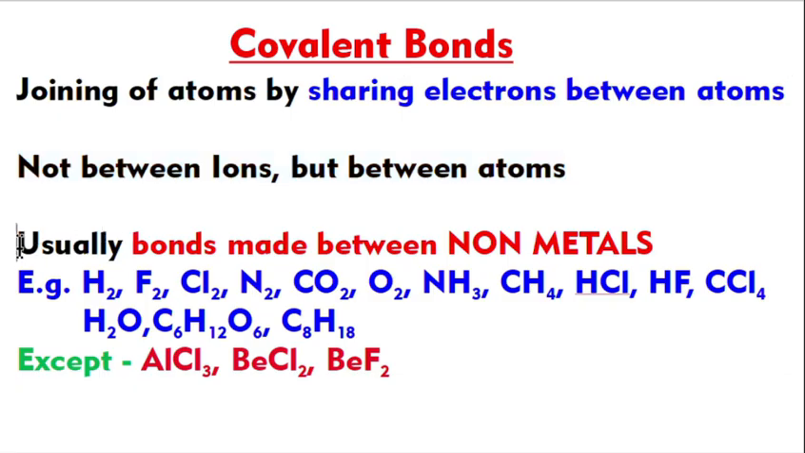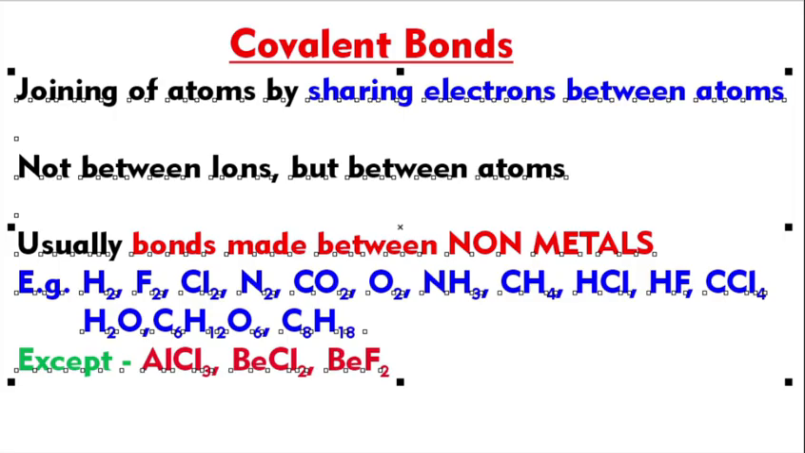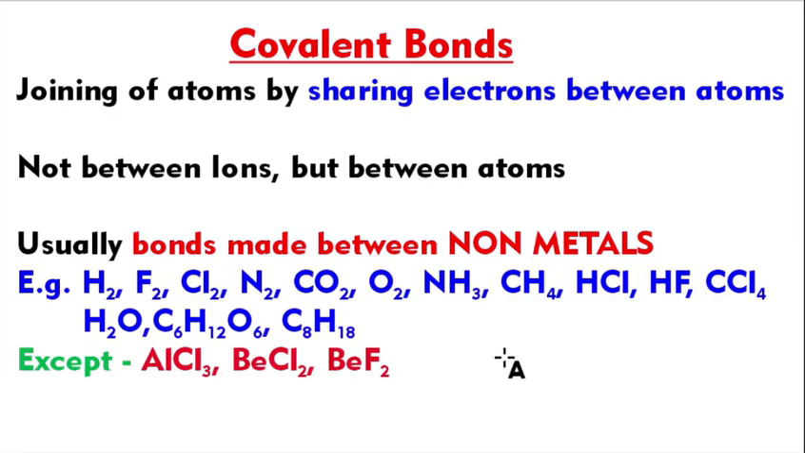Another very important point is that usually the bonds between non-metals form covalent bonds. For example, H2. H2 means hydrogen and hydrogen have joined together. F2, fluorine and fluorine joined together. Not the ions, not fluoride and fluoride here. A fluorine atom and a fluorine atom. Chlorine, Cl2, N2. All of these you see are non-metals.